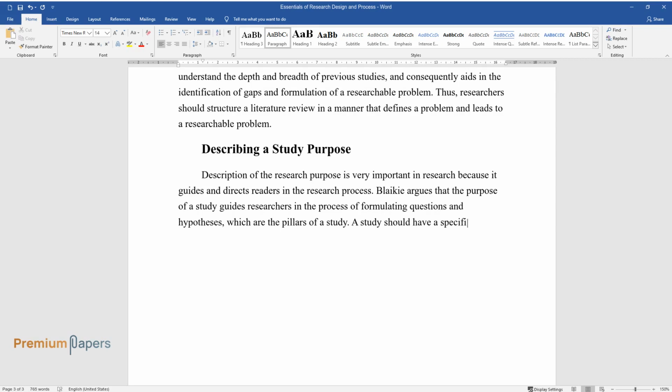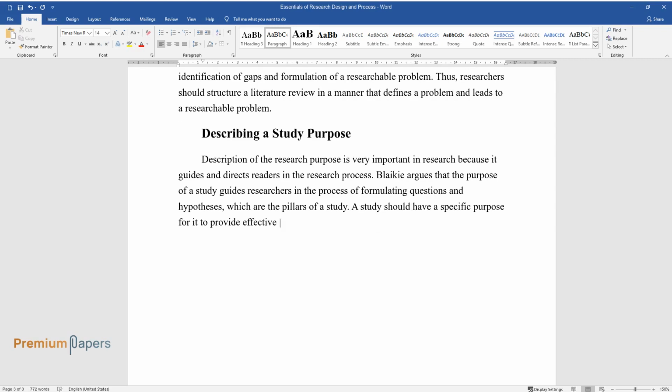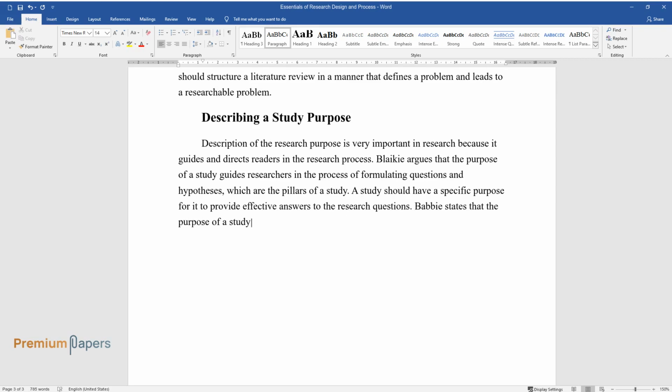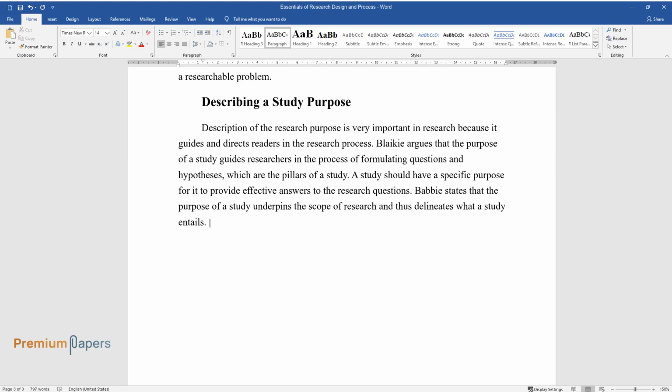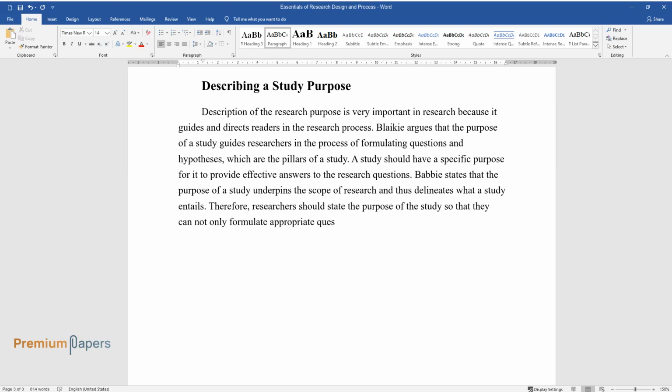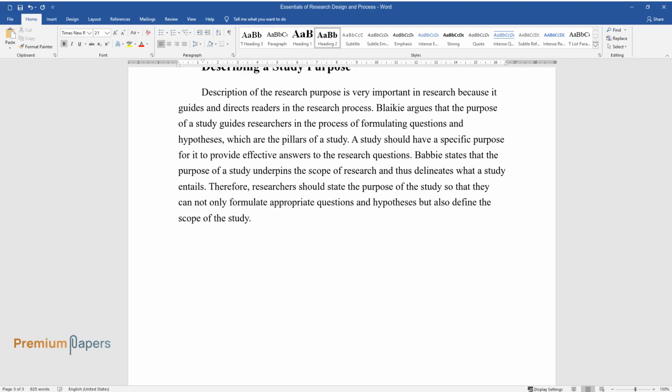A study should have a specific purpose for it to provide effective answers to the research questions. Babbie states that the purpose of a study underpins the scope of research and thus delineates what a study entails. Therefore, researchers should state the purpose of the study so that they can not only formulate appropriate questions and hypotheses but also define the scope of the study.